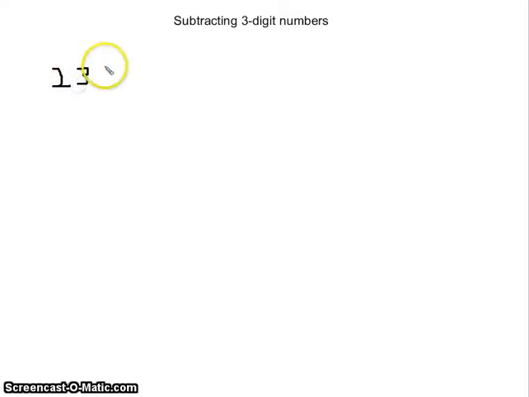237. I'm writing it out actually instead of typing it, just to show you. It's important to take your time and line everything up. Minus 165. So when I say 165, it's 1 hundred, 6 tens, 5 ones.